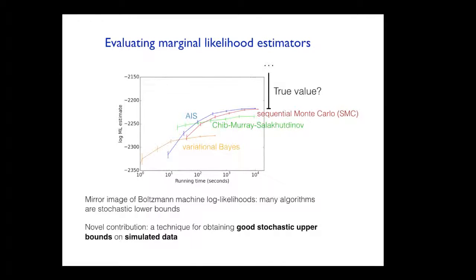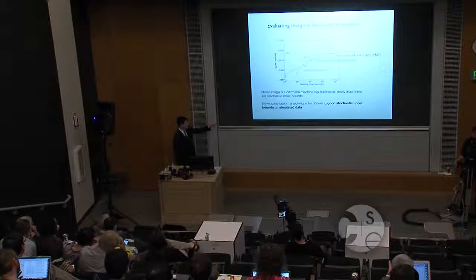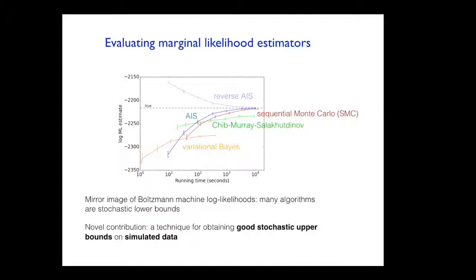So our novel contribution is a technique for obtaining good stochastic upper bounds on data simulated from a model. So it doesn't work for arbitrary data sets, but it works for data that are simulated from a model. And what we actually get is this curve. It's a stochastic upper bound, and as we increase the amount of computation, it actually meets the lower bound. And so we can obtain the true value provably with high accuracy. You're not guaranteed that the bounds will converge in polynomial time, but if you're lucky enough that they do converge, then you have a provable estimate of the true value.